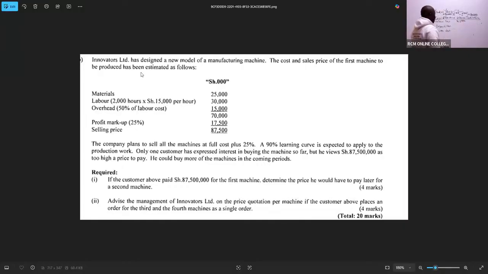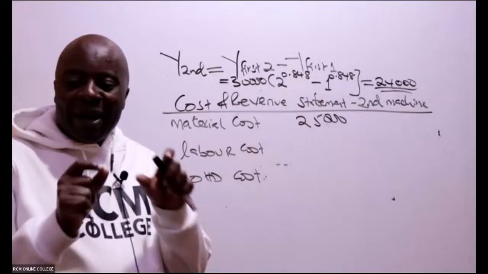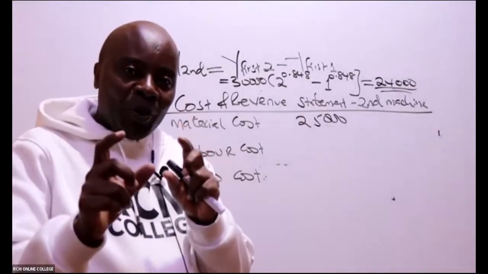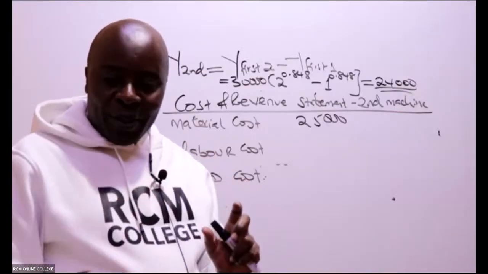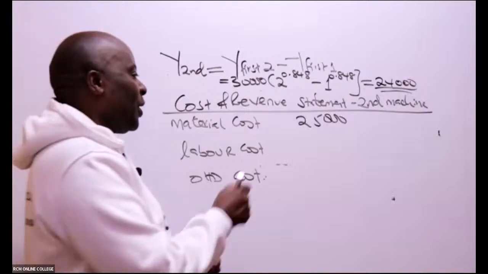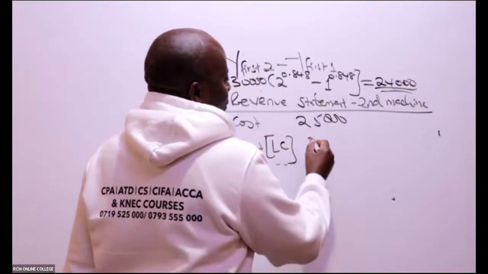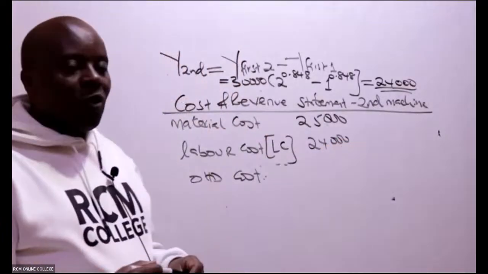Thank you so much. So do we have labor cost for the second machine, ladies and gentlemen? Don't take the labor cost of the first one. Because for labor cost, we expect the more we produce, the more the learning. So labor cost will be reducing. Always remember, labor cost uses the learning curve. We got 24,000.